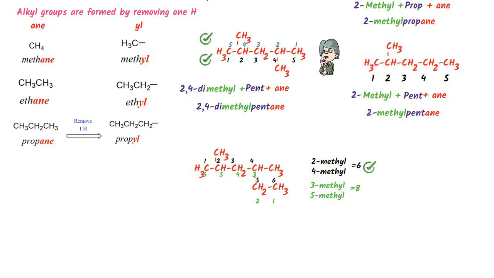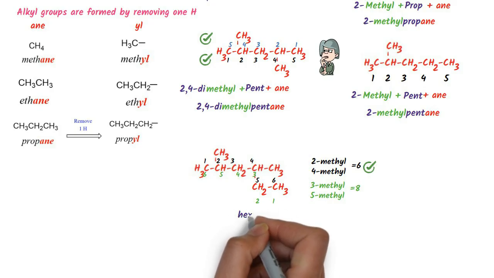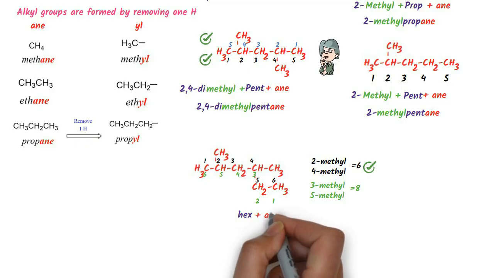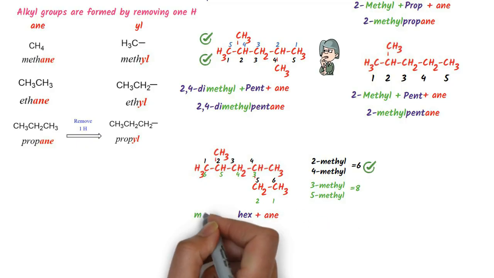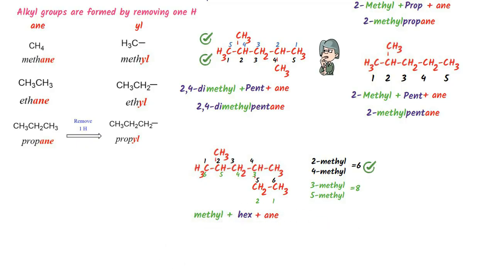Now for a 6-carbon parent chain, the root word is hex. The suffix will be ane. The prefix for the substituents is methyl, and we mention the locations 2 and 4 and write di because methyl substituents are present at both carbons. Thus, combining, we get the IUPAC name as 2,4-dimethylhexane.